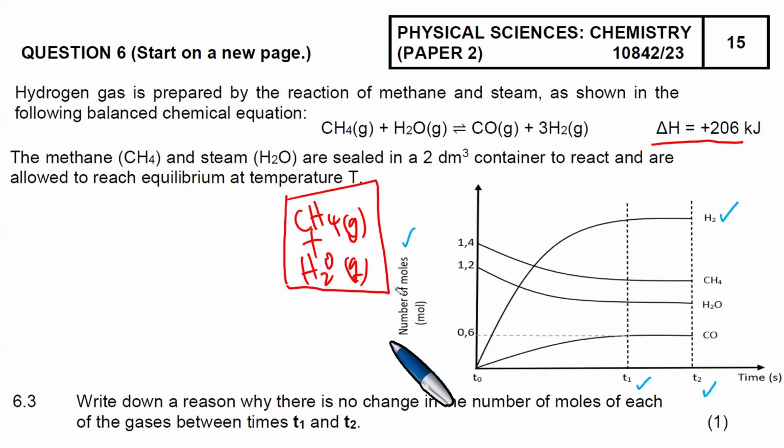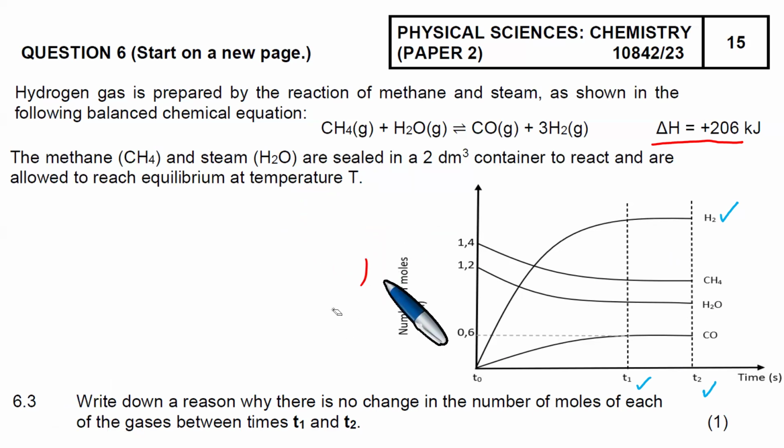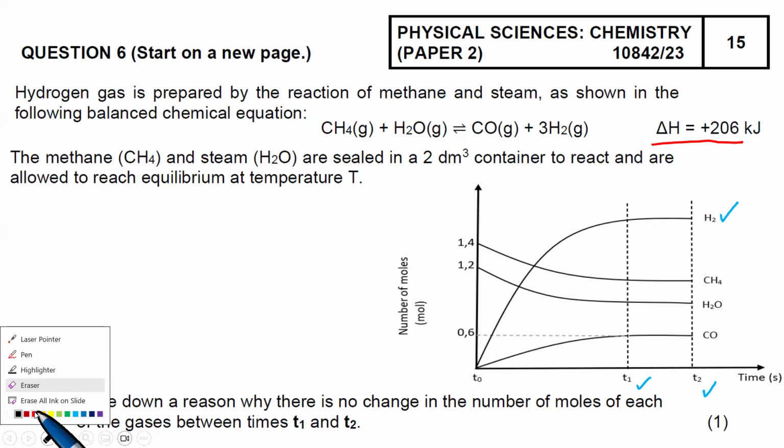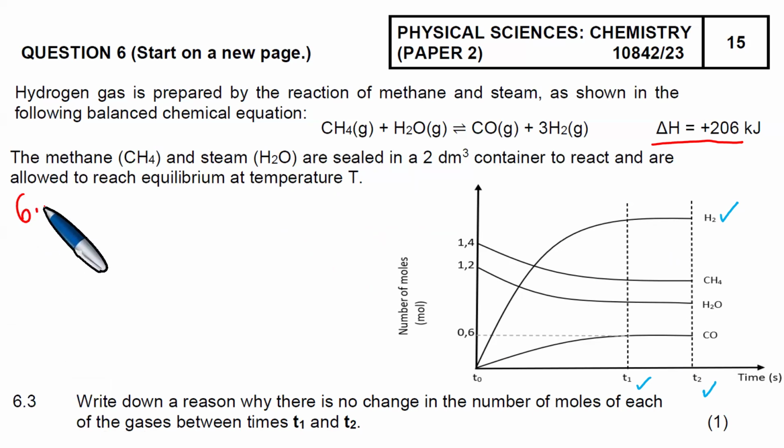The vertical axis shows the number of moles, and you can see the number of moles is level. Why is this the case? Okay, let's answer that question to explain why the graph is level. From time 1 to time 2, all the graphs, the CO graph is level. The H2O graph is level. The CH4 graph is level. The hydrogen graph is level. They're all level. They're not either increasing or decreasing. Why are they level, these graphs?